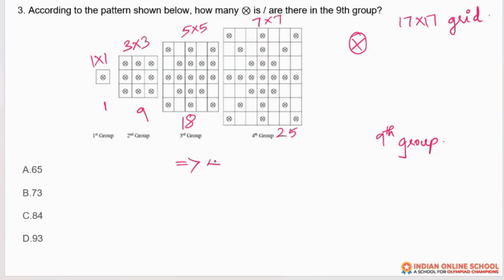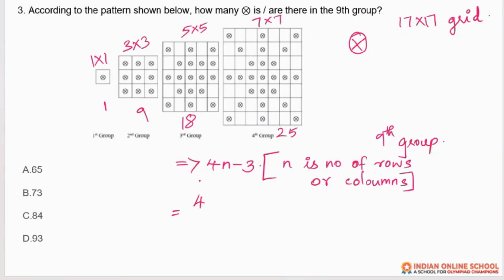We can give a formula, that is 4n minus 3, where n is the number of rows or columns. So here we have 4n. So n, for the first one, we can say is a row or a column, because here rows and columns are the same only, correct? So for the first one, there is one column or one row. So 4 into 1 minus 3, which is equal to 4 minus 3, which is equal to 1. We are getting the first one, one symbol.